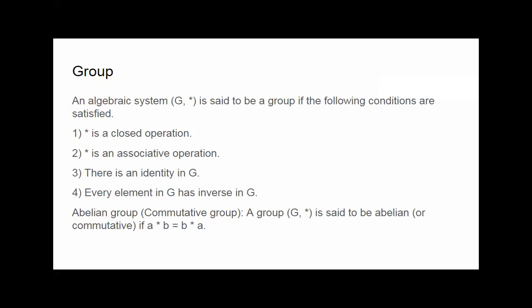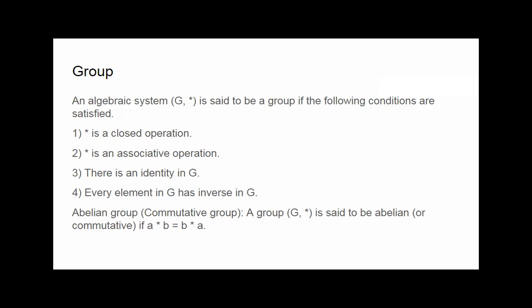Then we saw semigroups. What is there in semigroups? One property gets added: associativity, along with the closed operation. If these two properties hold good, then those algebraic systems are called semigroups. Then in the monoids, what was it? In monoids, one more property got added: closed operation, associativity, and the third one was identity.